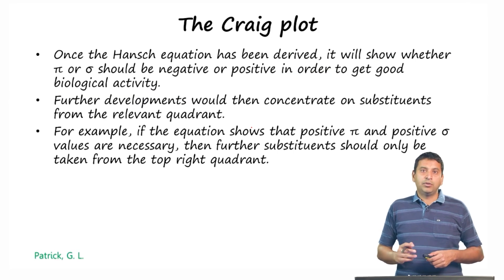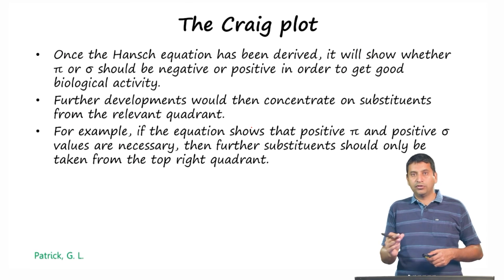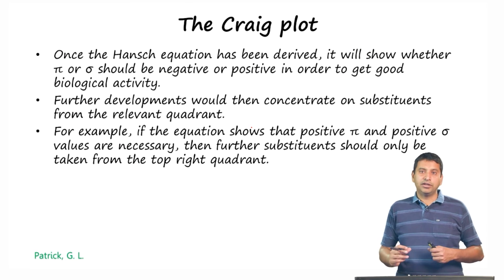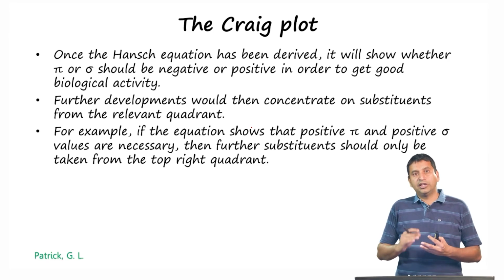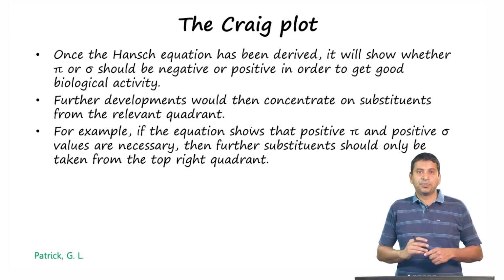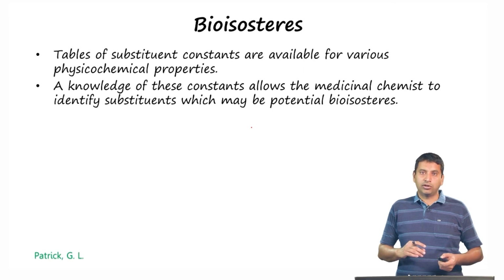So, once the Hansch equation has been derived, it will show whether pi or sigma should be negative or positive in order to get good biological activity. So, further synthesis can concentrate on substituents from the relevant quadrant. For example, if the equation shows that positive pi and positive sigma values are necessary, then further substituents should only be taken from the top right quadrant.